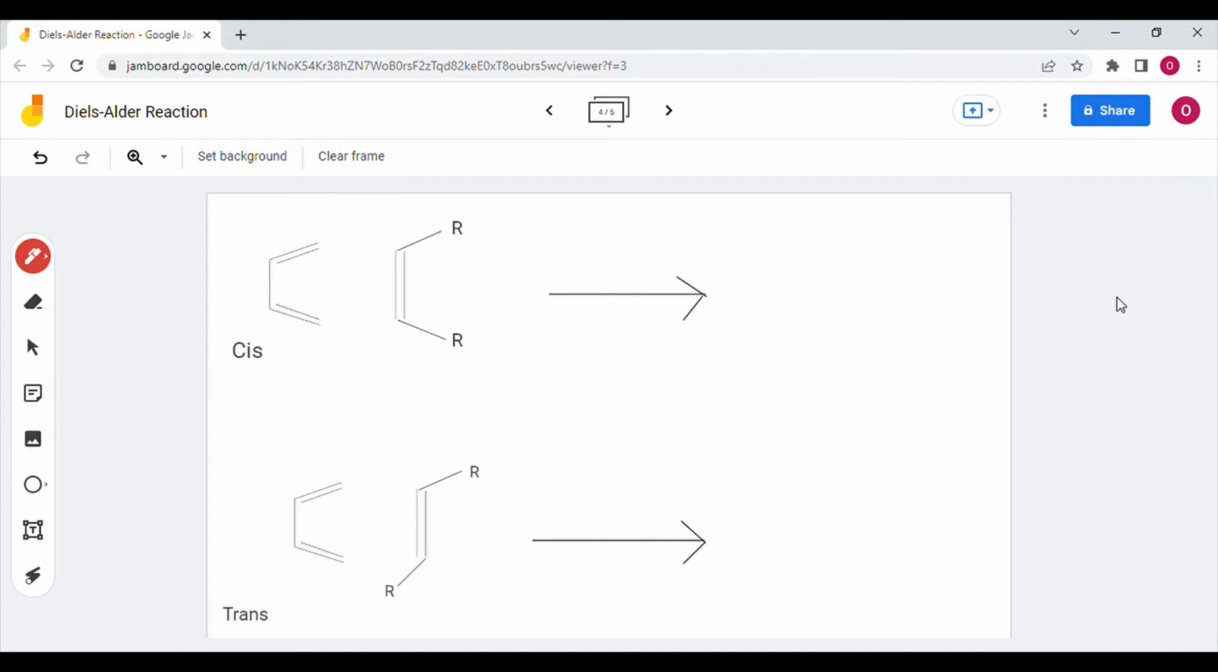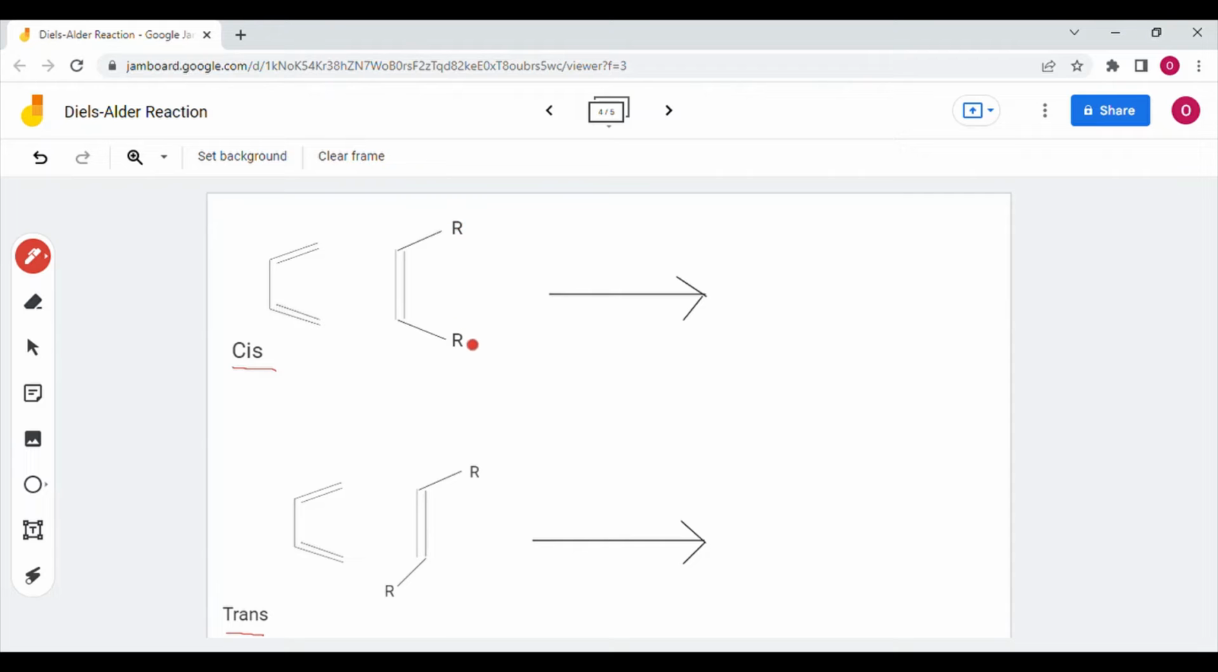So now that we talked about the diene, let's talk about the dienophile. As you know, while the diene must be in the cis conformation, the dienophile can either be in the cis or trans conformation. As you can see here, this is cis because the R groups are on the same side, whereas the R groups here are in the trans positions because they're on the opposite side. So the conformation of the R groups is very important.